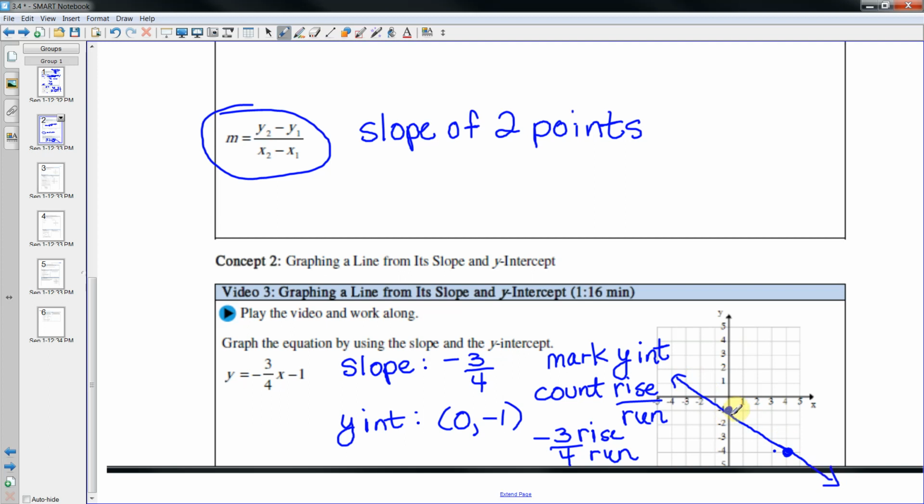Again, mark your y-intercept, which was 0, negative 1. Remember, that's on the y-axis. And then count your slope. And if it's negative, count down 1, 2, 3. And then run right. 1, 2, 3, 4. Mark your point and draw your line. All right, let's do another one.